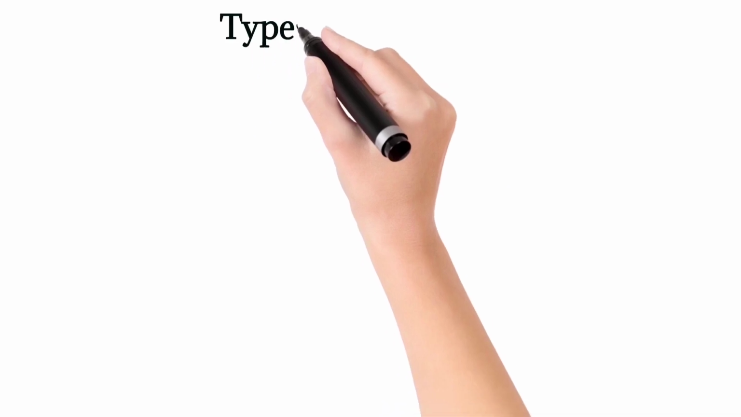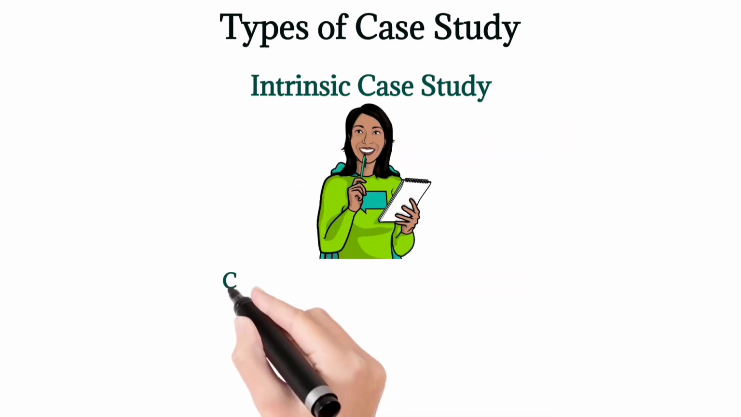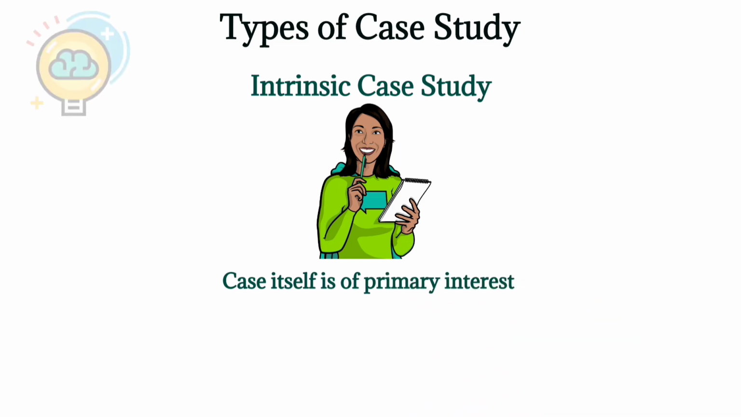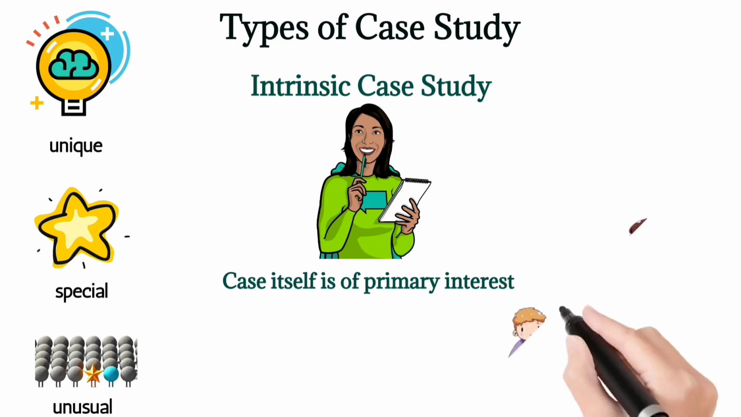Now let's dive into some types of case studies. First, we have the intrinsic case study. This type is used when the case itself is of primary interest because it's unique, special, or unusual. The goal is to understand the case deeply, not to generalize or develop a broader theory.